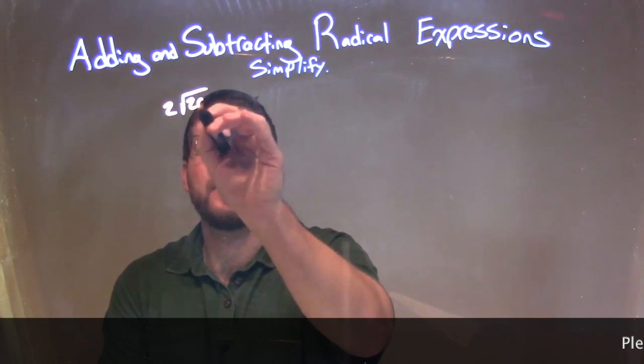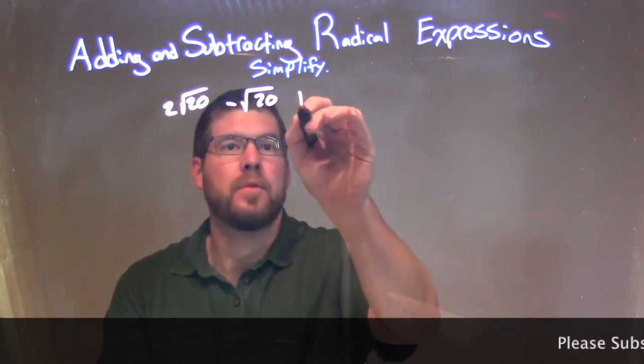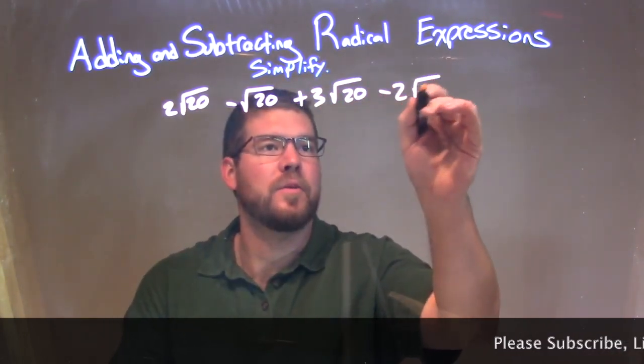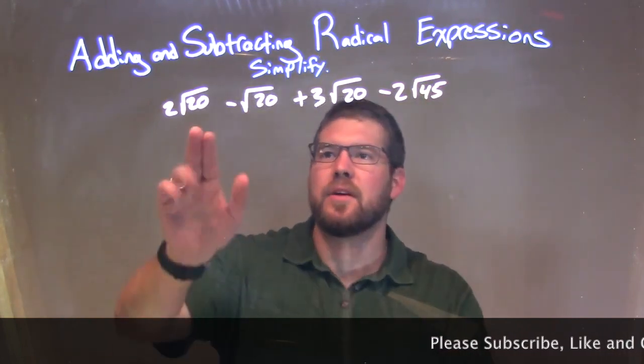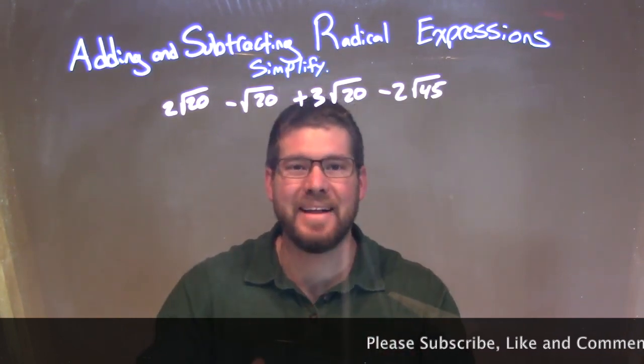2 times the square root of 20 minus the square root of 20 plus 3 square root of 20 minus 2 square root of 45. Well, what I see here is 3 square roots that are all square root of 20. I'm going to combine them first.